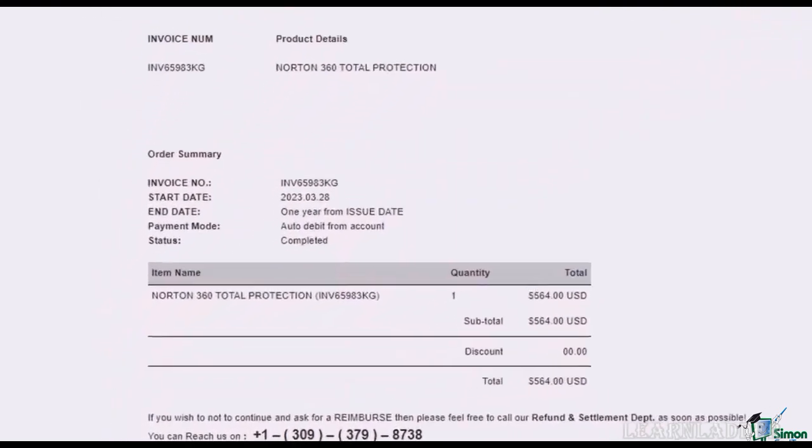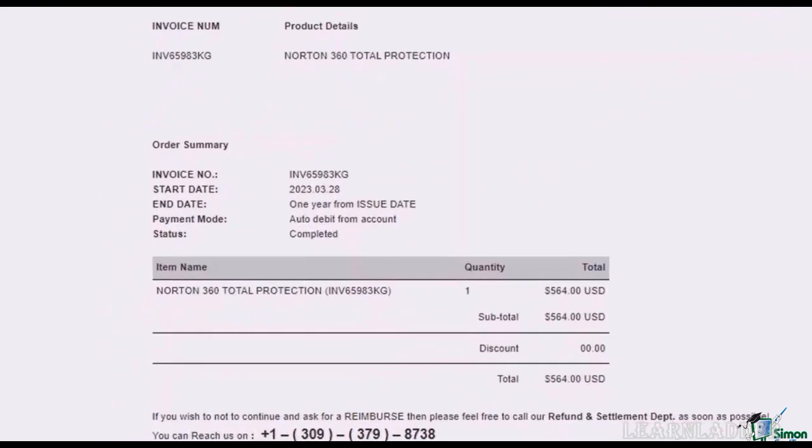Now, let's look at the contents of the email. Everything else here in the contents makes sense. The sender thanks me for my order and provides details: invoice number, product details, start date, end date, how to pay, and status completed. If my product costs $564, that also makes sense to me.